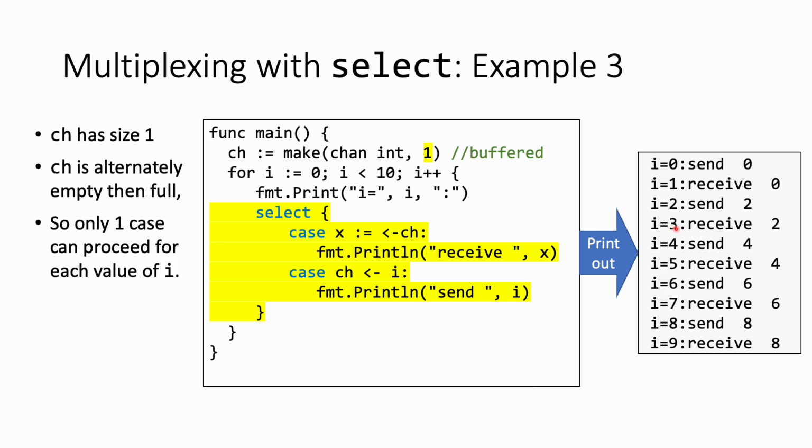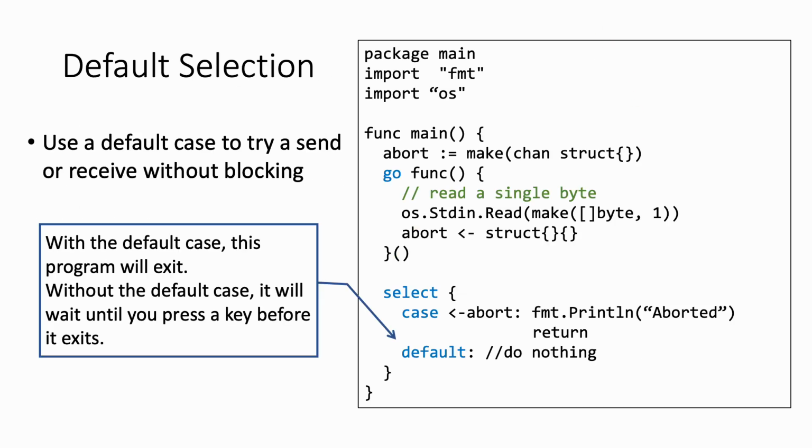So this is the output that shows the alternate send and receives on the channel CH. What if CH has size 2? Does it still alternate between send and receive like this output? You can try it for yourself and see that it can output 2 sends or 2 receives in a row.